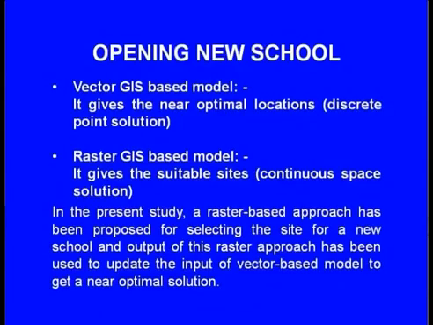These could be vector based or these could be raster based. In vector based, we use discrete point solution techniques. In GIS raster based, we use continuous space solution techniques. In the present study, a raster based approach has been proposed for selecting the site for a new school, and the raster output has been updated as input to the vector based model to get an optimal solution.